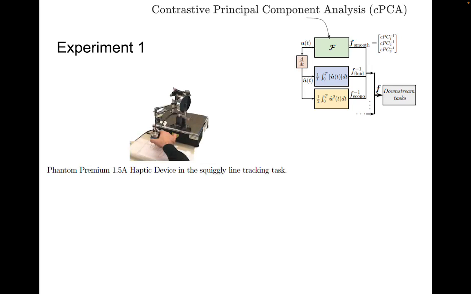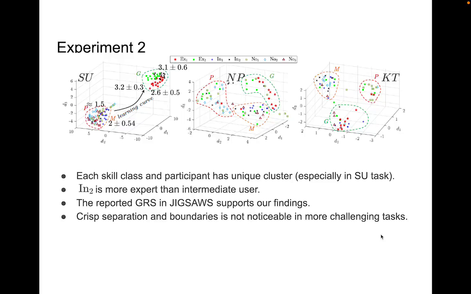To do so, we designed an experiment in which each participant tracked a predetermined squiggly line using a Phantom Premium 1.8 haptic device with his or her dominant and non-dominant hands. As you can see, there is a significant difference between the performance of the trials done by the dominant hand or expert data and the ones performed by the non-dominant hand or novice data. We applied the same procedure to 3 different tasks of the JIGSAWS dataset.